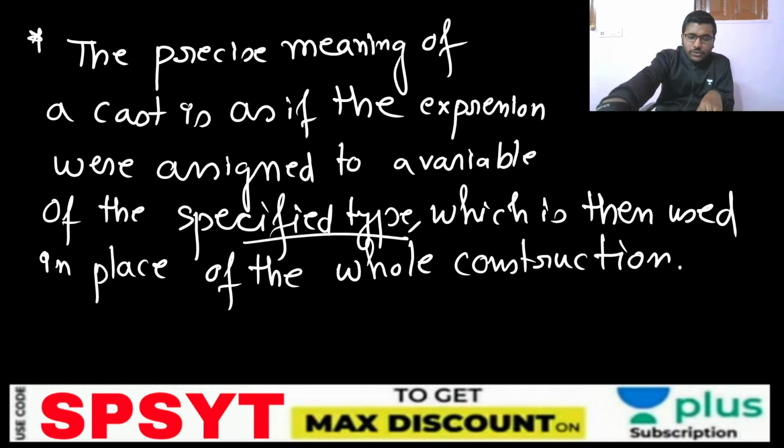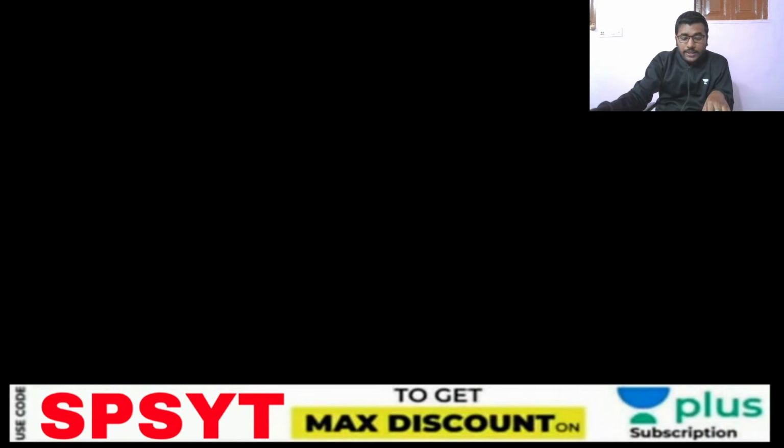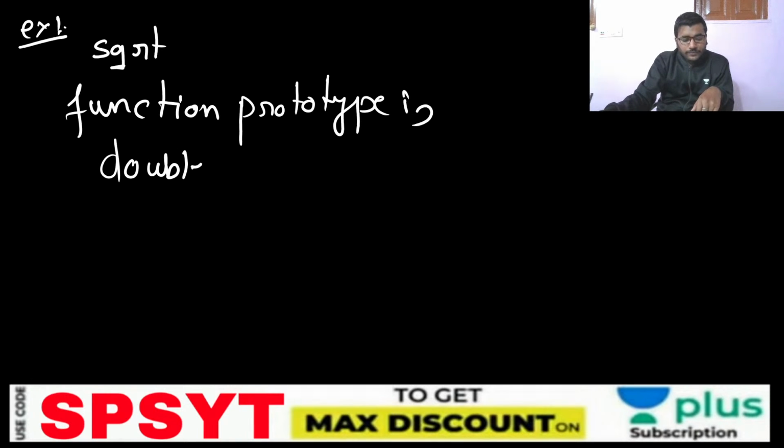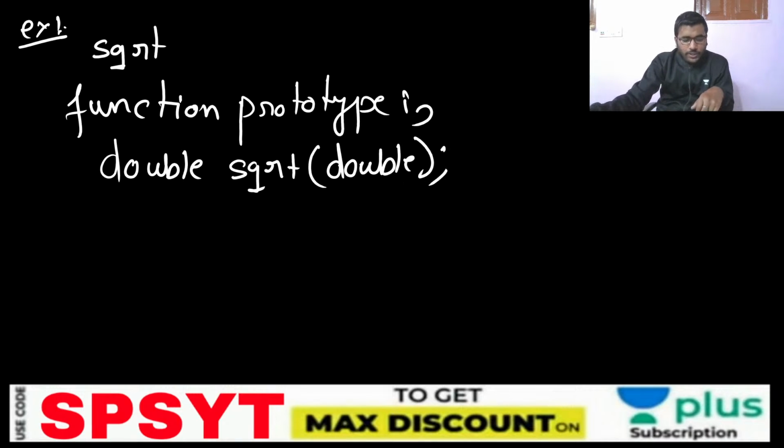If you see this library function, square root, it takes a number. Its function prototype has return type double, and it is taking a double. It's a function prototype. Okay.